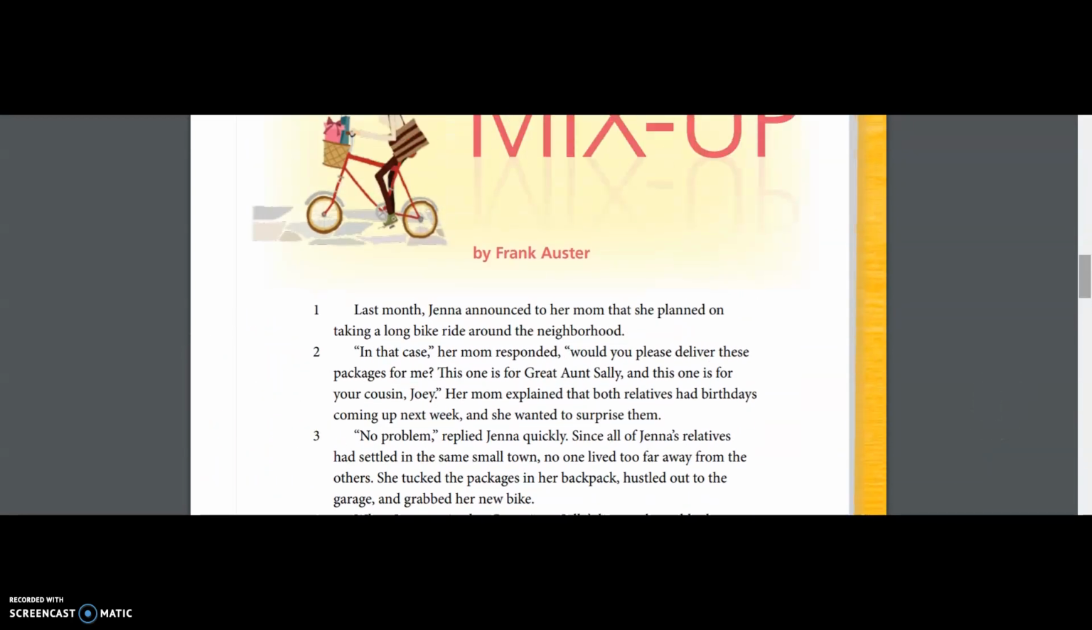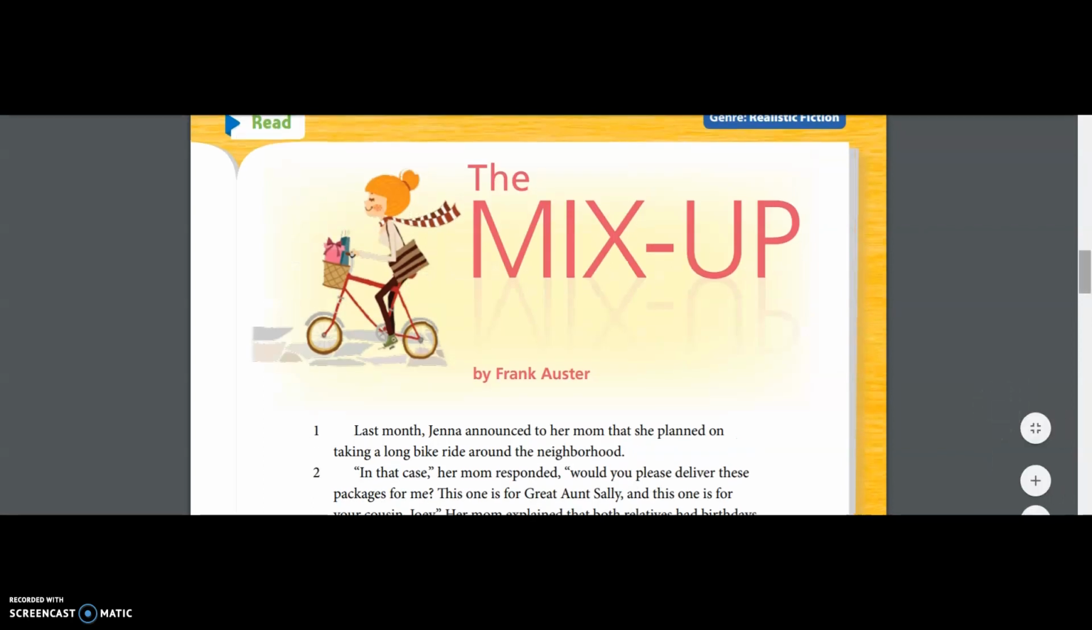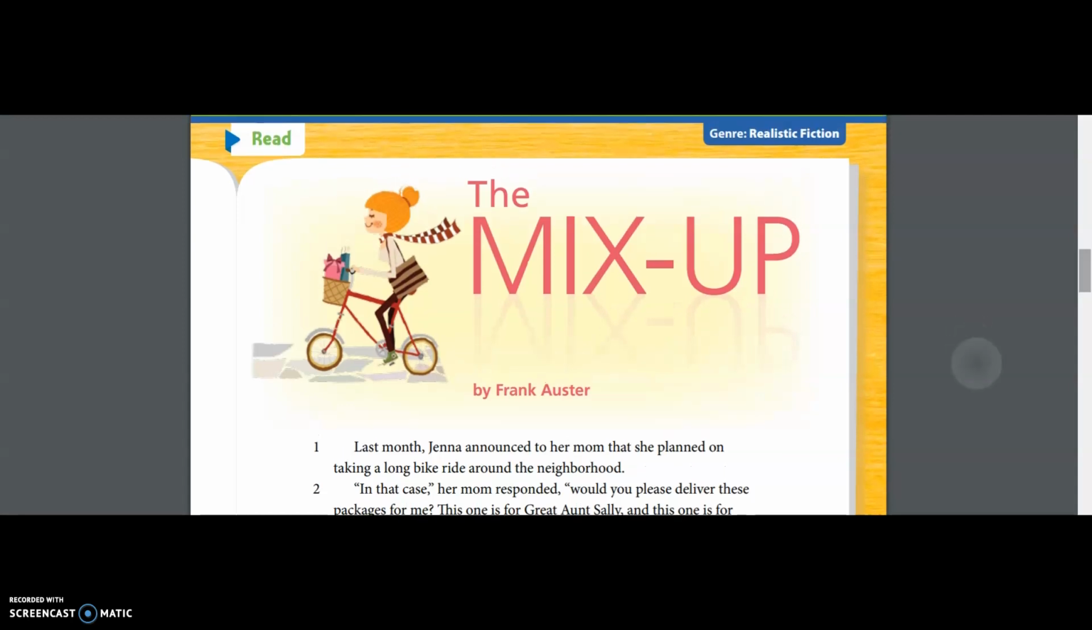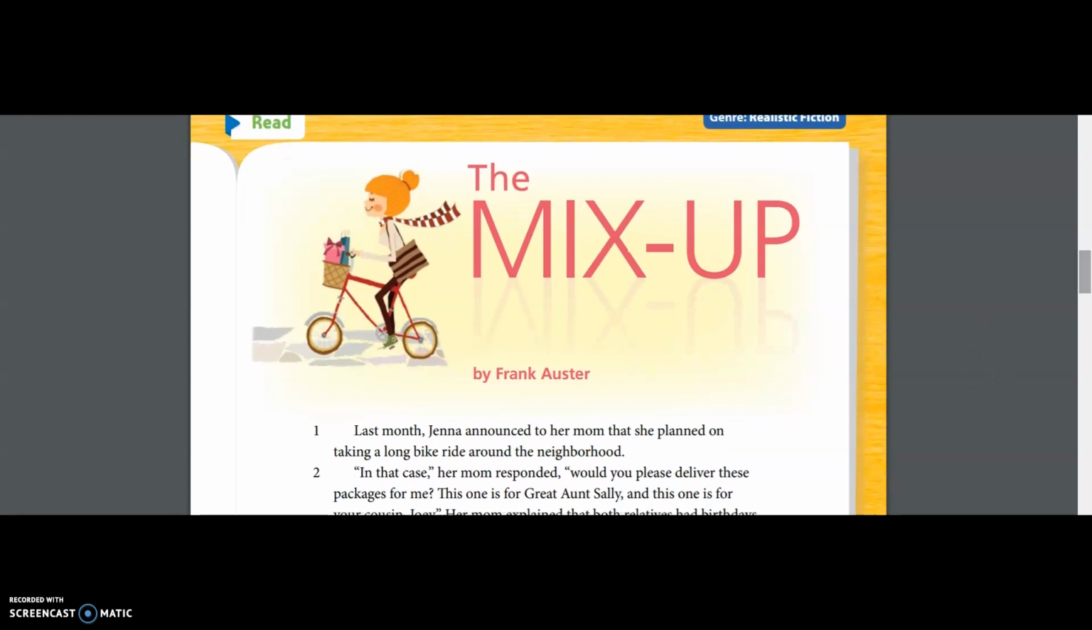So that is the story of The Mix-Up by Frank Auster. We took a guess, we made an educated guess or an inference at the beginning of the story that this is probably going to be about a girl that mixes something up. And we got that from the clues of the illustration that was here, as well as the title and how the title has a reflection right below it.